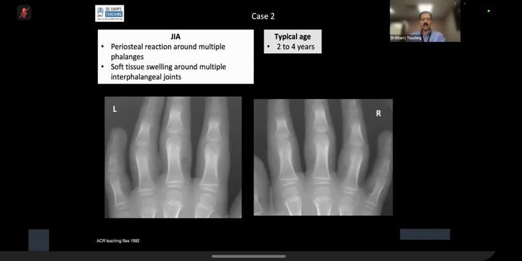In JIA, what happens is that there can be periosteal reaction around multiple phalanges, and there can be soft tissue swelling. So, for example, there is periosteal reaction, periosteal reaction, periosteal reaction. Look at the age. Age is 2 to 4 years. Our case was less than a year. I'll come back to the case.